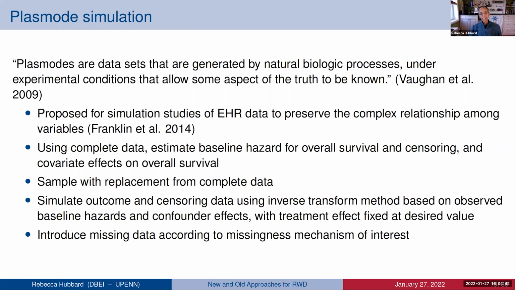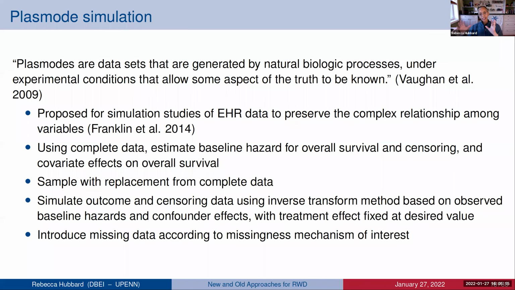So in plasmode simulation, instead of simulating each feature from some known distribution, we're going to resample the covariate data from an original real EHR data set, in this case, our Flatiron Health EHR data set. We'll use the complete cases to estimate an outcome distribution. Specifically, we're going to estimate the baseline hazard for overall survival and also the baseline hazard for censoring, along with covariate effects relating each of the features to our outcome.